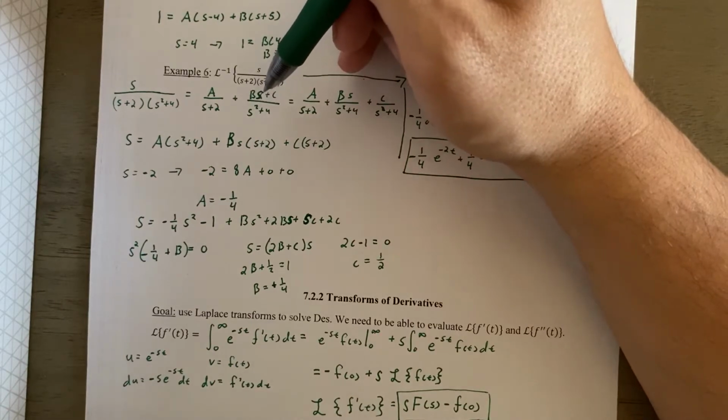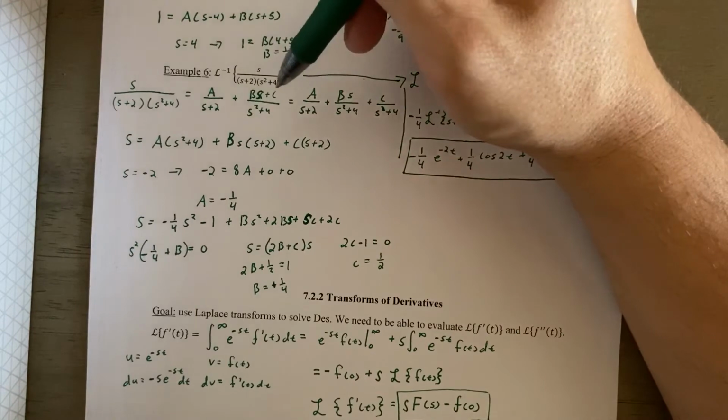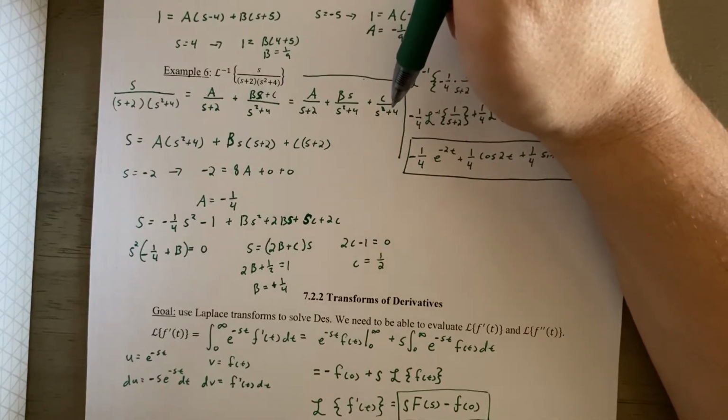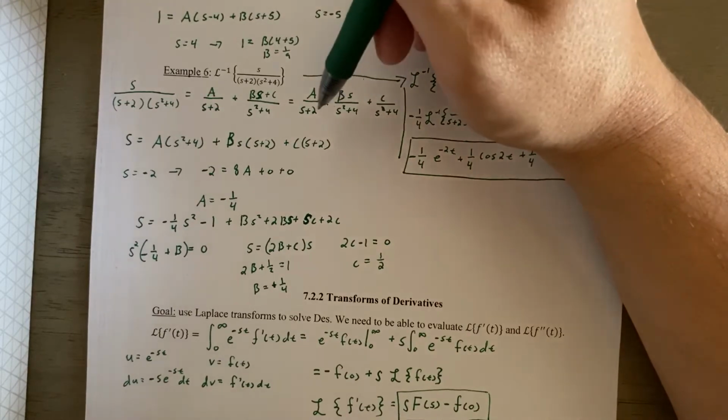And so I'm just going to break this bs plus c into two different fractions, so bs over s squared plus 4 and c over s squared plus 4. And now here are my partial fractions. I'm going to go ahead and multiply.